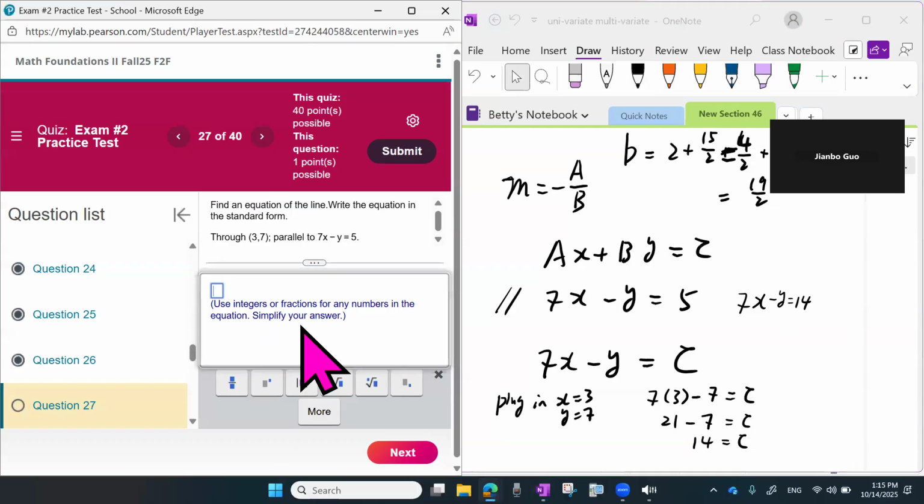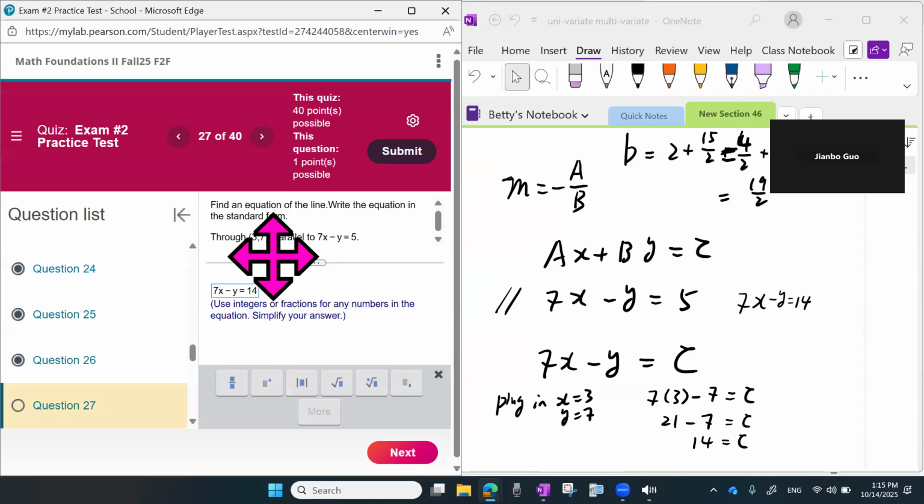7x minus y equals 14. I always double check my answer, even if I'm pretty sure this is correct.